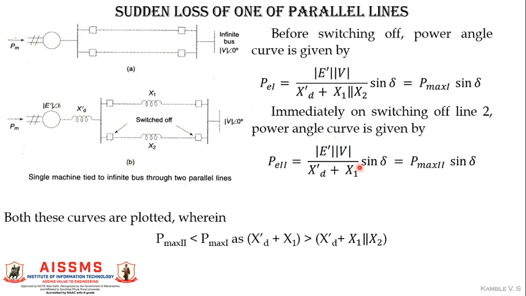If I compare this power, that is PE1 and PE2, which power will be more? Definitely P max 1 will be more than P max 2. Why? P max 1 is more than P max 2, or P max 2 is lesser than P max 1. Here you are having X1 parallel with X2 in the denominator, and here in the denominator there is only one X1.